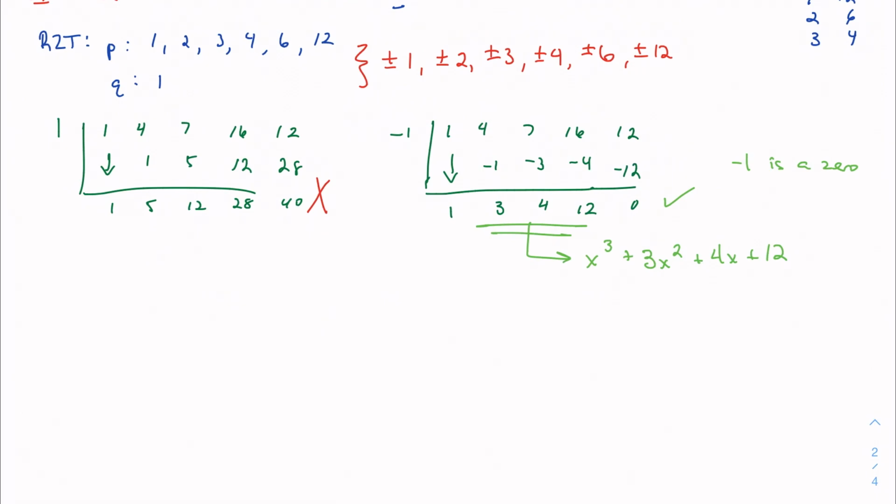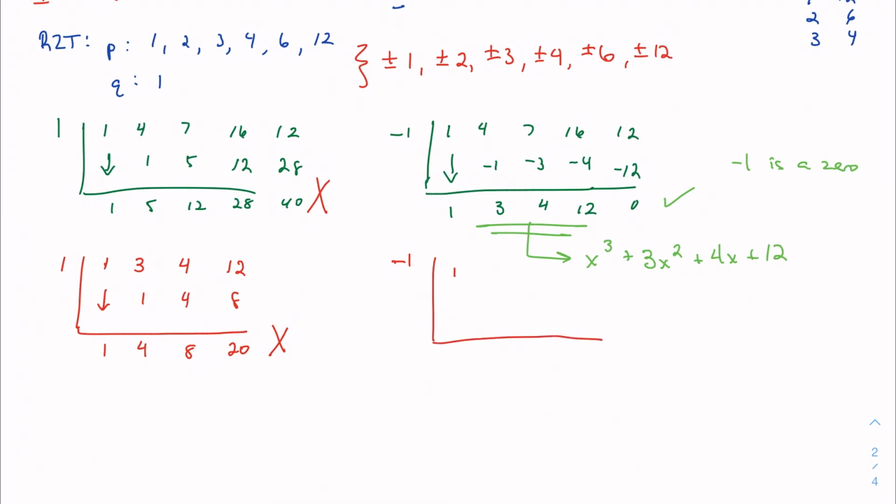And we don't know if any of these zeros are going to repeat, so we have to start all the way over. So we're going to try 1 again. Now my coefficients are 1, 3, 4, and 12. I have a feeling that 1 isn't going to work, but we're going to try it just to be safe. Yep, no, this is no good. All right, let's try -1. This one's no good either.